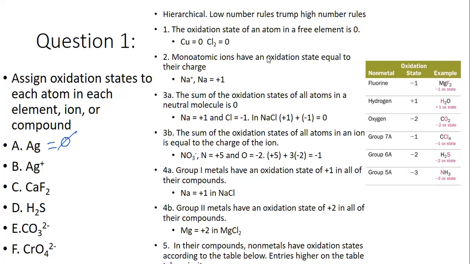We have Ag with a plus symbol. That plus symbol is saying we're positively charged, right? And if we go to rule two, we see monoatomic. That means just one type of atom. So monoatomic ions have an oxidation state equal to their charge. Ag is a monoatomic ion. The charge is plus one. So the oxidation state is plus one.